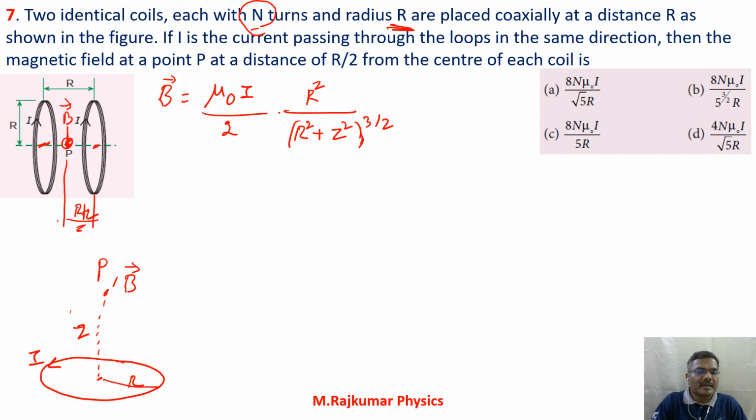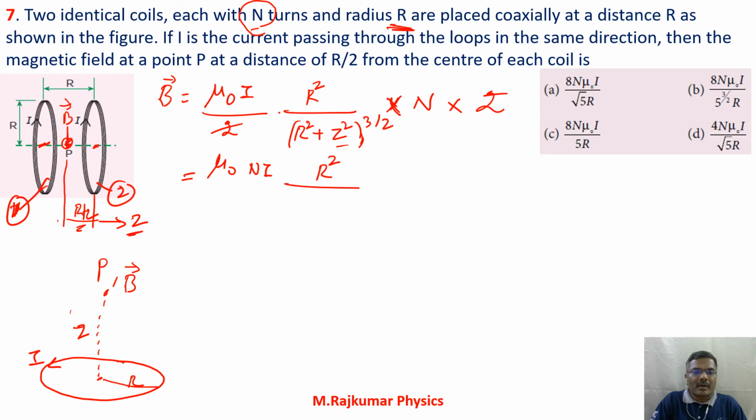In our case we have n turns here, so I have to multiply this expression by n, because I have more than one turn. And there are two coils, so I have to multiply by 2. So this 2 and this 2 will cancel, and this z is nothing but r by 2. Instead of z I have to substitute r by 2. Now the expression will be mu naught n I into r square divided by r square plus r by 2 whole square, the whole raised to the power 3 by 2.